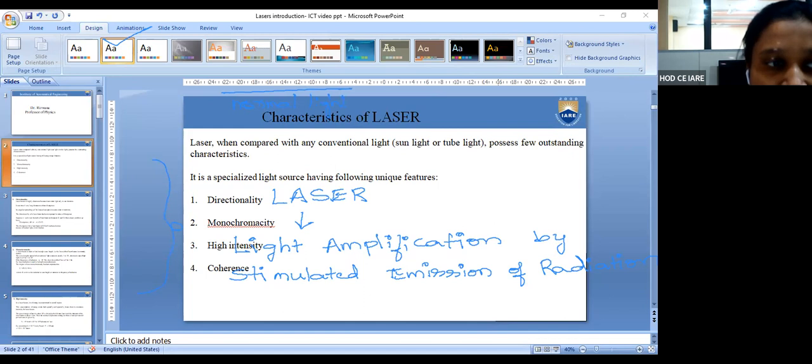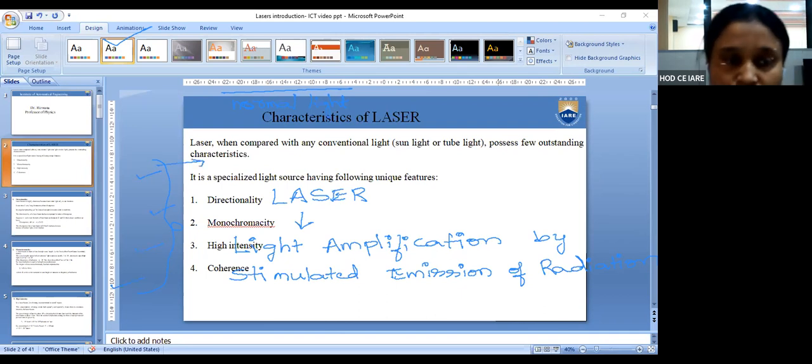So this laser light has four outstanding characteristics. What are those four? First, it has the property of directionality, second, it is monochromatic, third, it is highly intense, and fourth, it is coherent. Can you tell me what do you mean by directionality, students? What do you mean by laser light being directional?